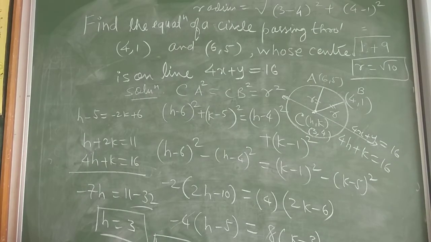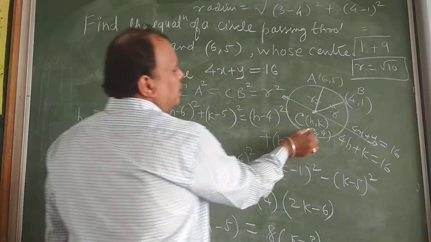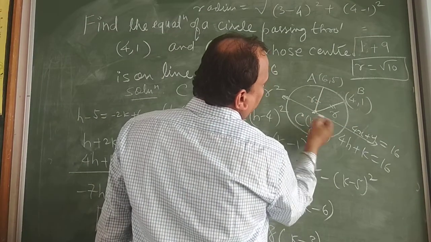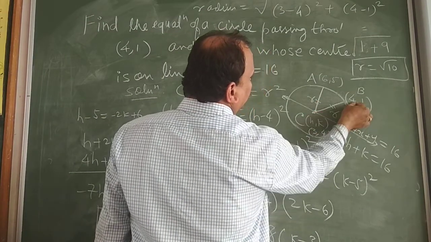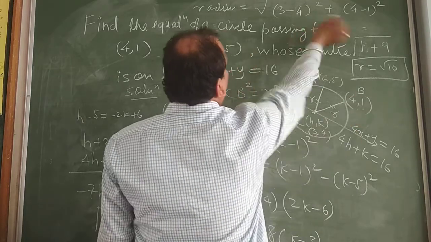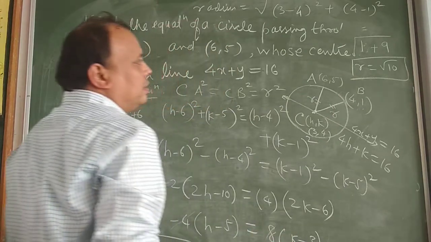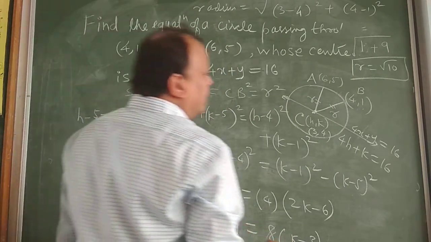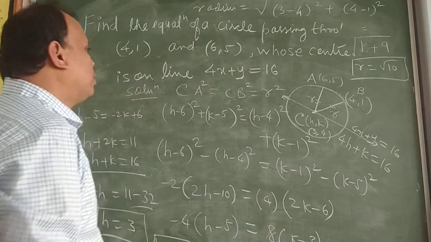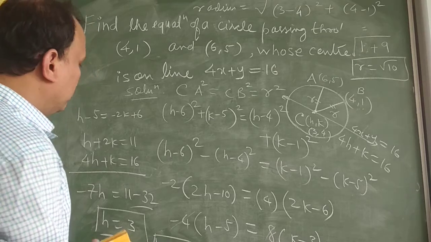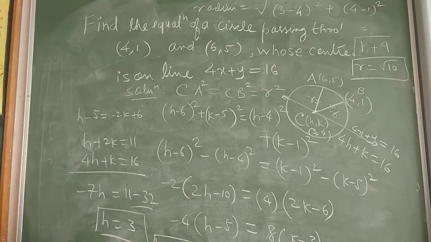So you can easily see that if you apply the distance formula, 3 minus any other point you can take and calculate the radius. 3 minus 4 whole square plus 4 minus 1. Here you can calculate the radius and you will get 1 plus 9, so root 10. So radius is root 10. So definitely the equation of circle we can write: center is 3 comma 4 and radius is root 10 unit.